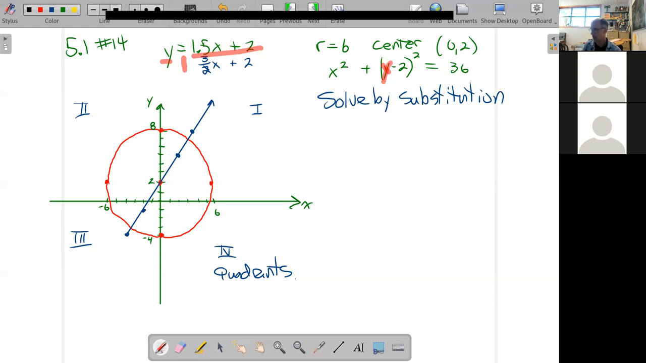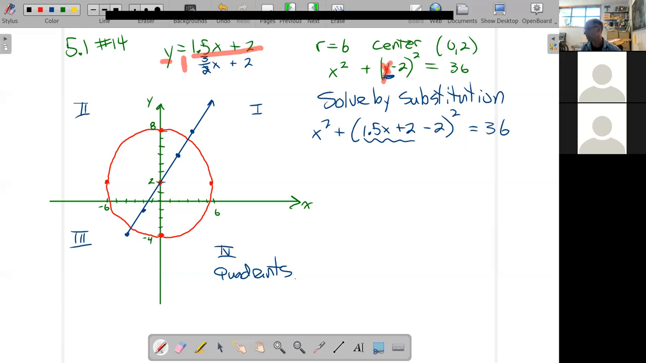I mentioned in the last class the key to survival of calculus is being good at algebra, so please practice algebra every chance you get. So x squared plus parentheses, and I'm going to put in my 1.5x plus 2, right? That's instead of my y up there. And then we have the minus 2 that was hanging out next to the y, squared, equals 36.